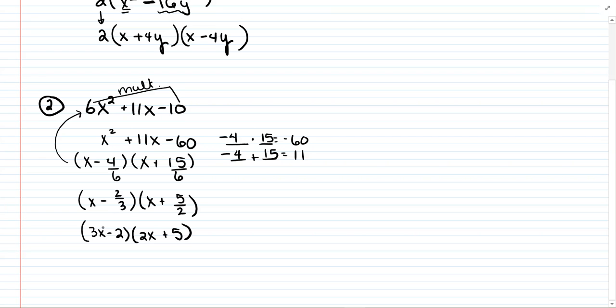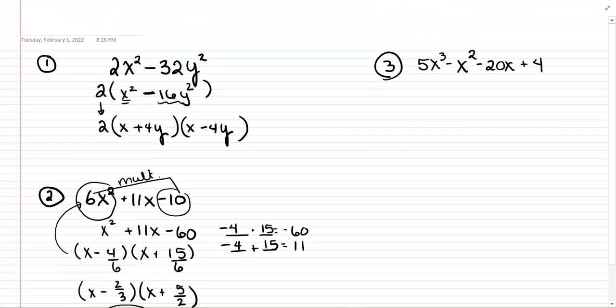As a quick check, 3x times 2x is the 6x squared you need at the beginning. Negative 2 times positive 5 is the negative 10 that you need at the end. This last one here has 4 terms in it, so we're going to group together the first 2, group together the last 2, factor out what they have in common.